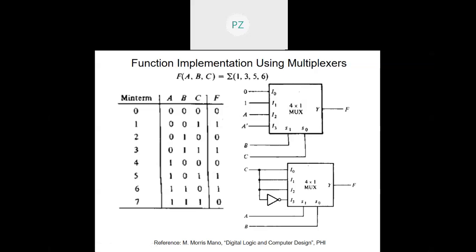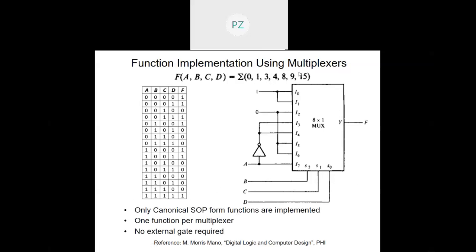If you compare the realization of a function using a multiplexer and a decoder, it is very clear that in the case of a decoder, you can realize more than one function at a given point of time, but you have to give as many external OR gates. In the case of a multiplexer, you can realize only one function at a given point of time, but no external gate is required. So these are the advantages and disadvantages of function implementation using a multiplexer, right? So let me now move on to one more example.